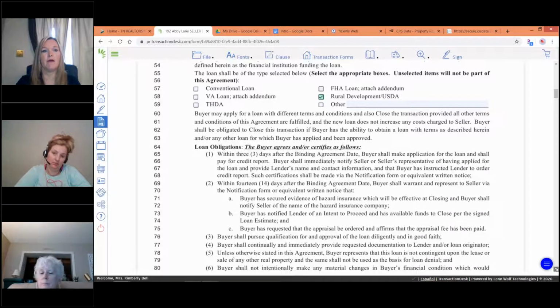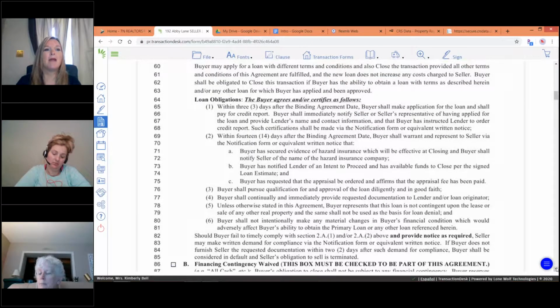Okay. So we're going to go rural development though over here, and we're going to go down a little bit and talk about that. Buyer may apply for a loan with different terms and conditions also, and close the transaction provided all other terms and conditions of this agreement are fulfilled. A new loan does not increase any cost charged to the seller. The buyer shall be obligated to close this transaction if the buyer has the ability to obtain a new loan with the terms as described herein and or any other loan for which the buyer has applied and been approved.